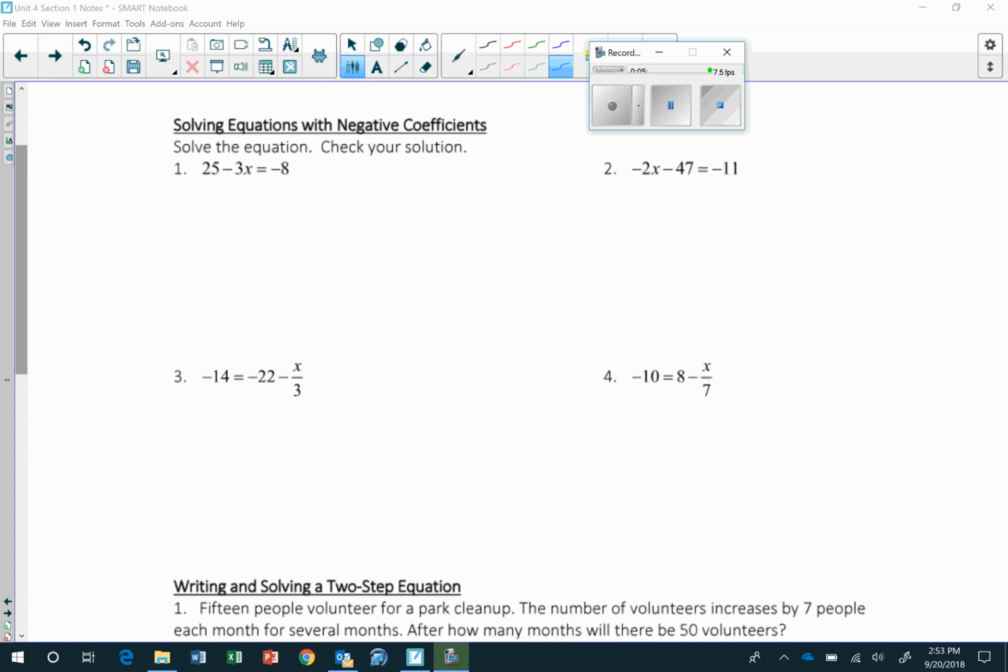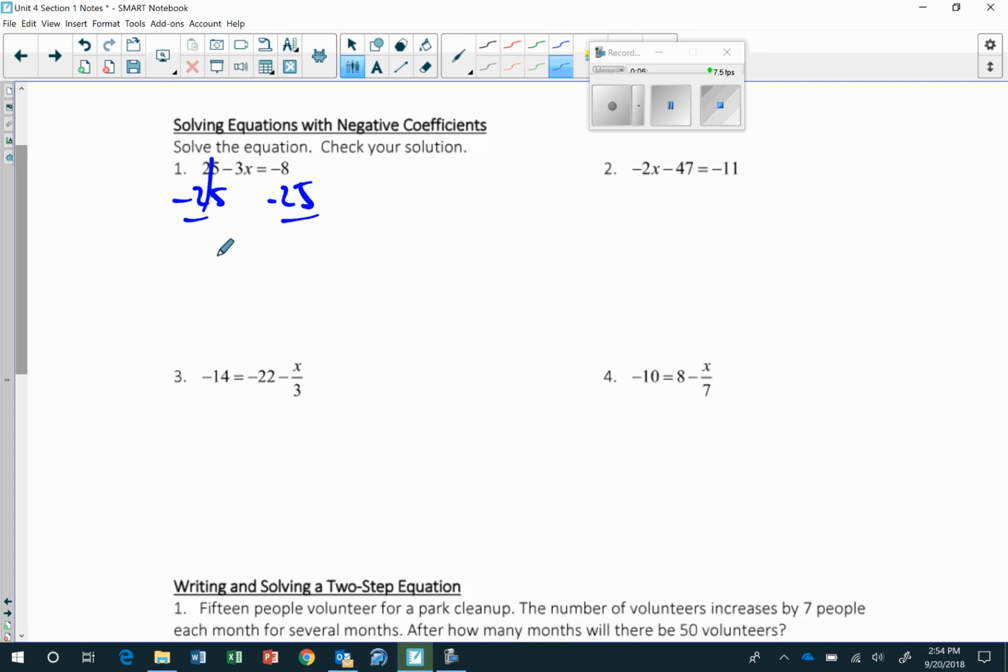On the back side of your notes, we are solving equations with negative coefficients. So we're still working with two-step equations, which means we're either going to add or subtract, and then multiply or divide. So if you look at our first example, we have 25 minus 3x equals negative 8. I go to the side with the variable. I go to the left side. I have a positive 25 over there. So to undo that, I'm going to subtract 25 on both sides.